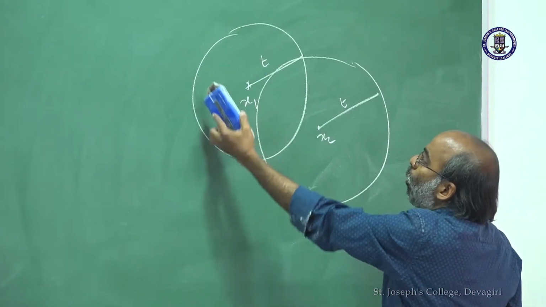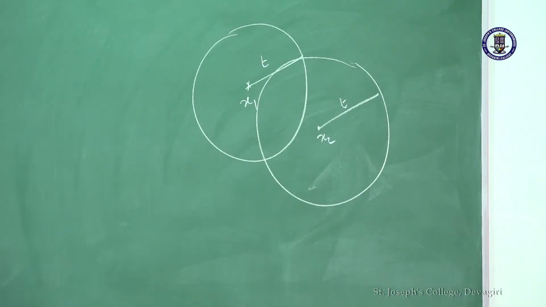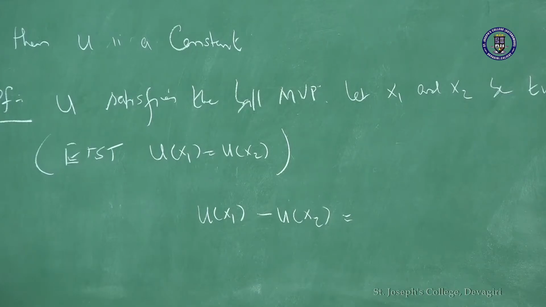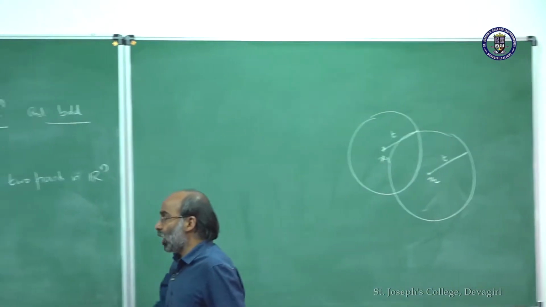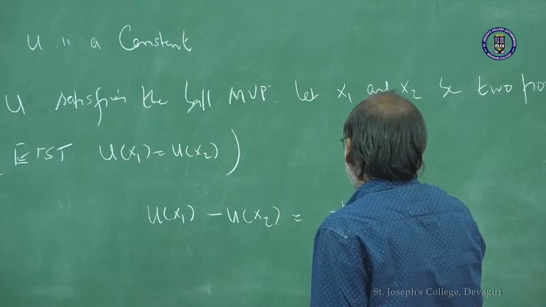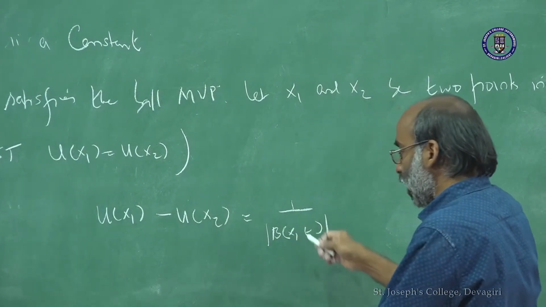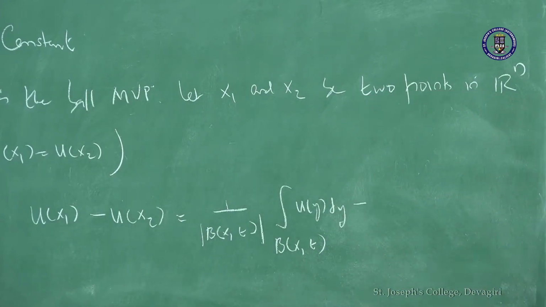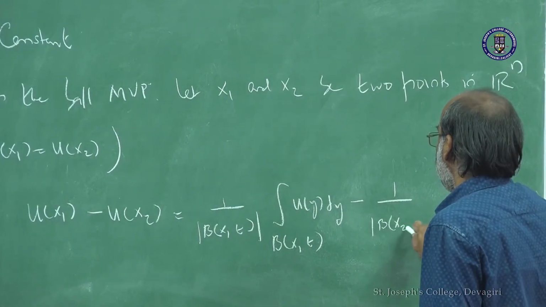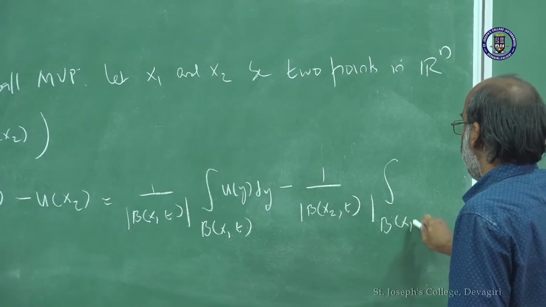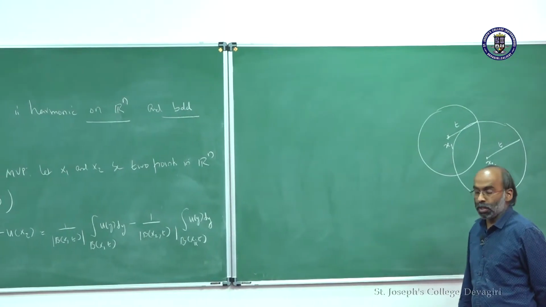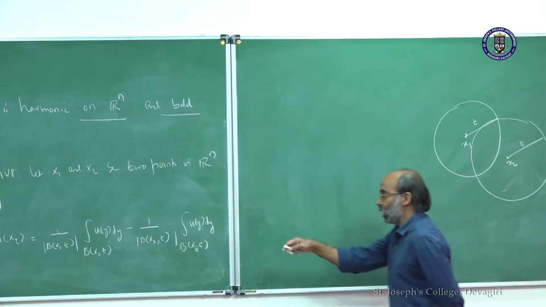Now, I integrate over these balls, that is the ball mean value property. So, I can write u(x1) minus u(x2), with u(x1) written as an integral over this ball, and similarly u(x2) as an integral over this ball. Radius is same. So, I will have 1 by the Lebesgue measure modulus of B(x1, t), where t is the radius, integral over B(x1, t) of u(y) dy, minus, that is the ball mean value. Similarly, at x2, 1 by mod B(x2, t), integral over B(x2, t) of u(y) dy. So, I have used only the ball mean value property that characterizes your harmonic function.